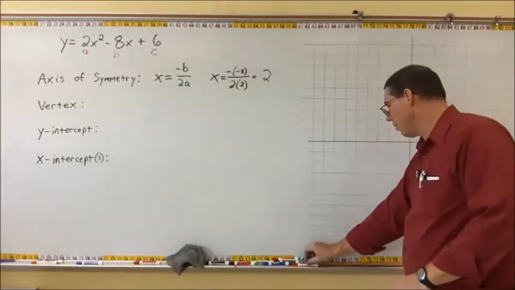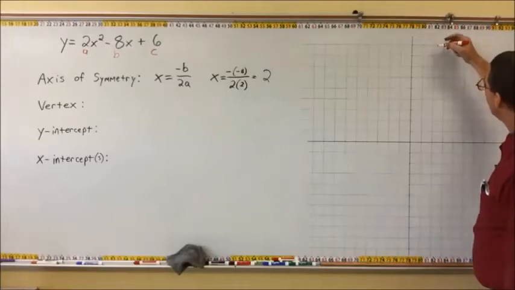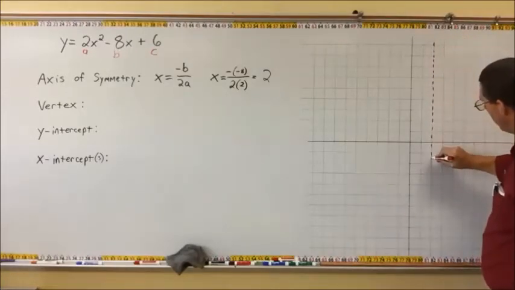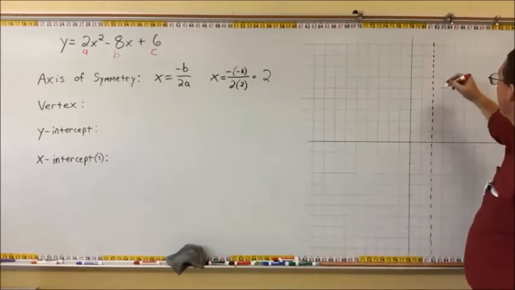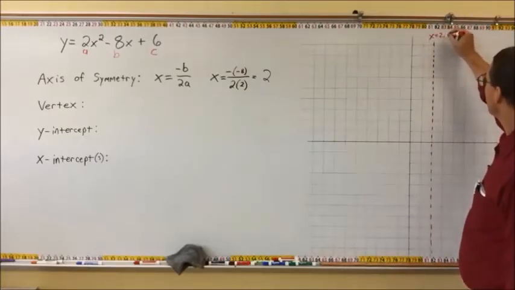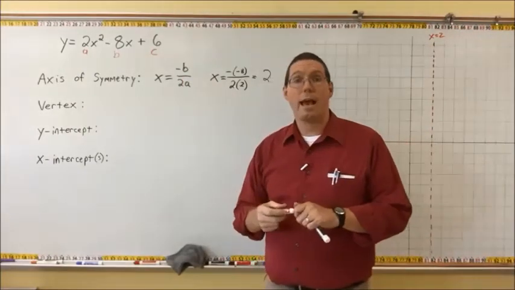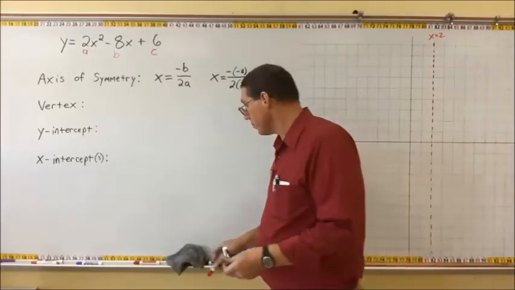And so what we would do then is we would draw a vertical line, and we usually dash it. We usually make it a dashed line. A dashed line at x equals 2, and that is the axis of symmetry at x equals 2. So this particular quadratic has an axis of symmetry at x equals 2.